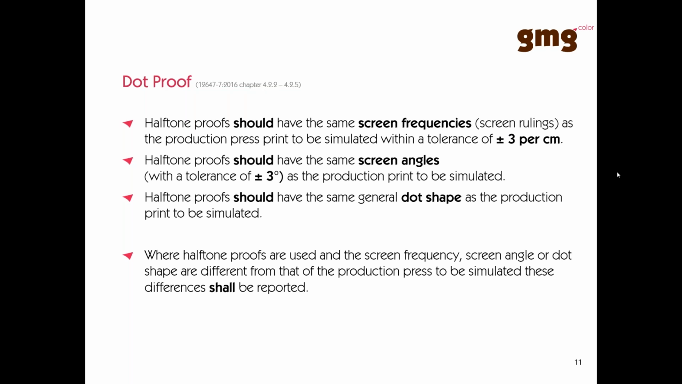The second one, the halftone proofs should have the same screening angles with a tolerance of plus or minus 3 degrees as the production print to be simulated. This is important to identify moiré effects. And the last one, halftone proofs should have the same general dot shape as the production print.